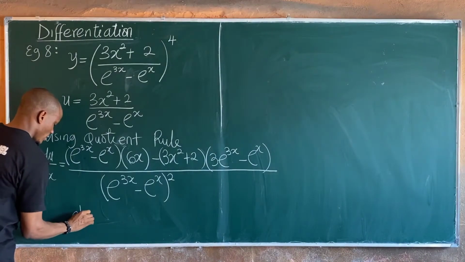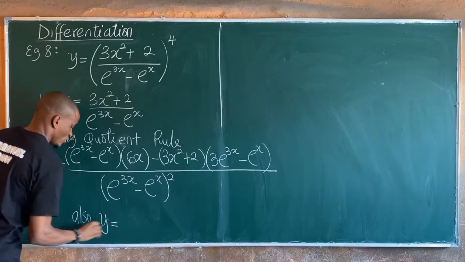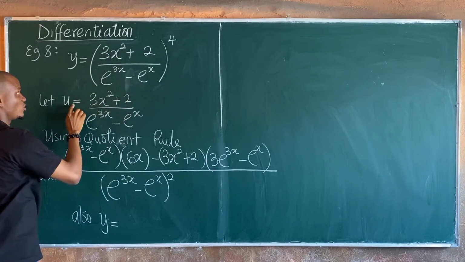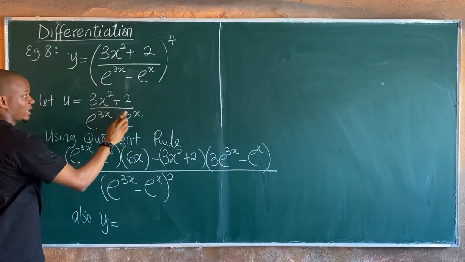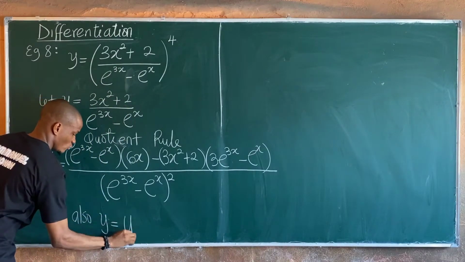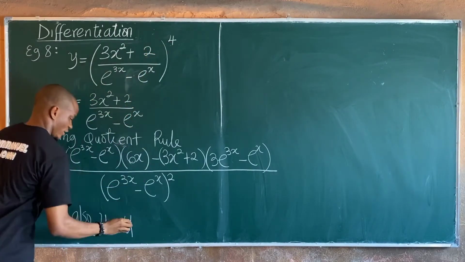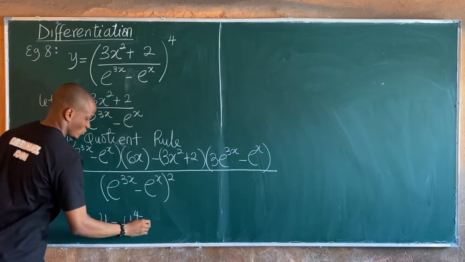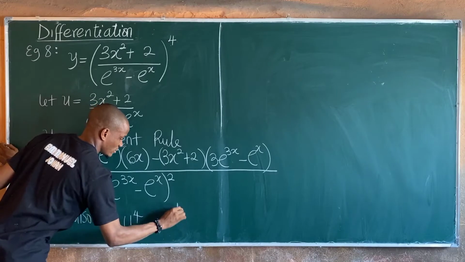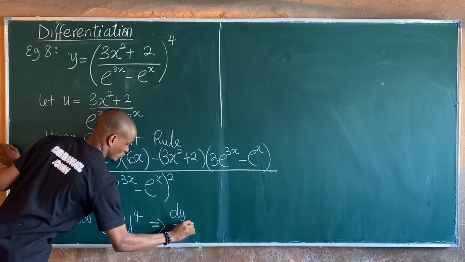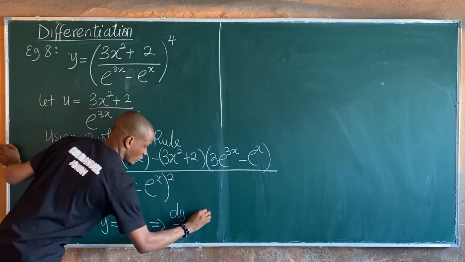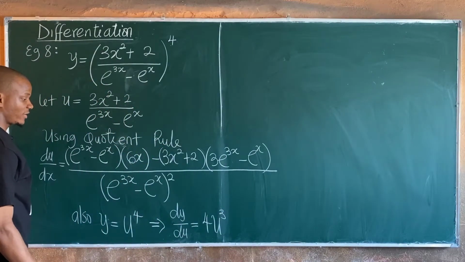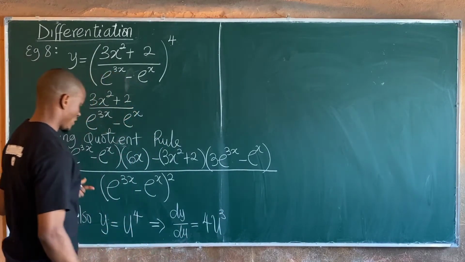Instead I will say y. Also, I have that y is equal to, we just said all of this should be u, so y becomes u to power 4. If I differentiate y with respect to u, I will have that dy over du is equal to 4u to power 3.